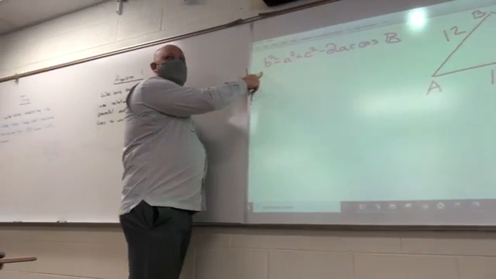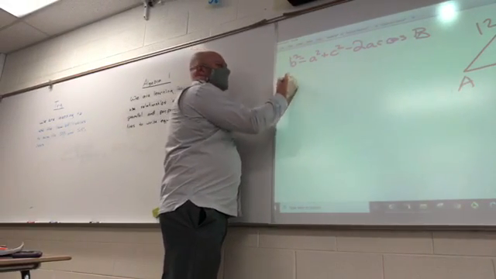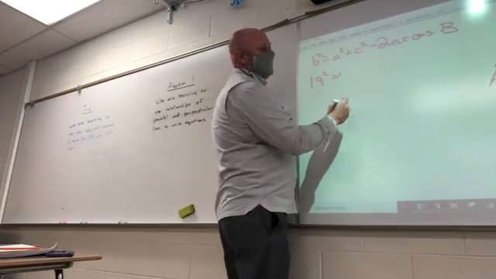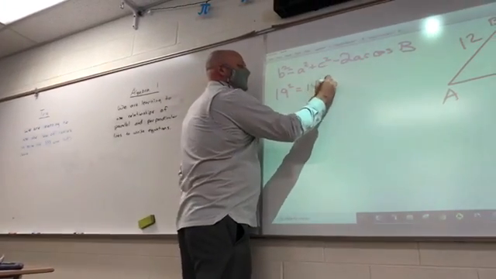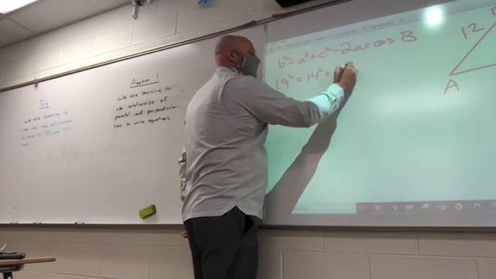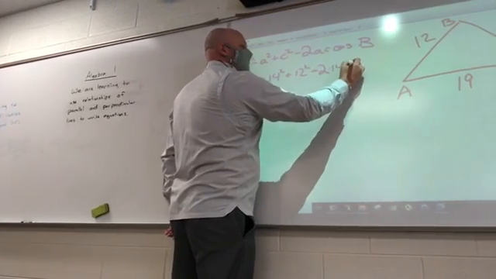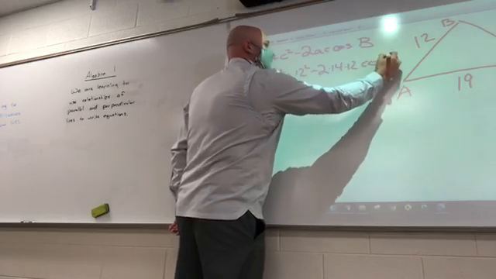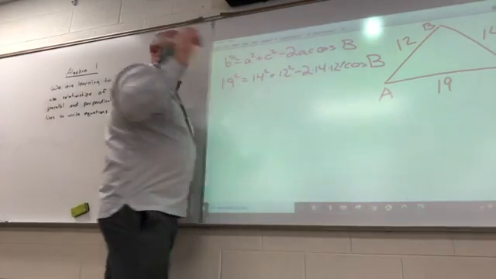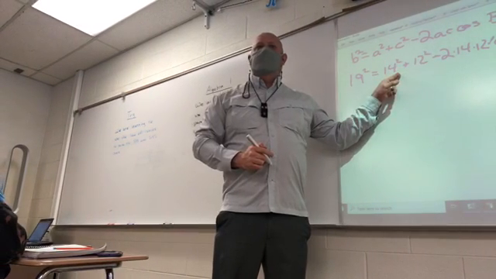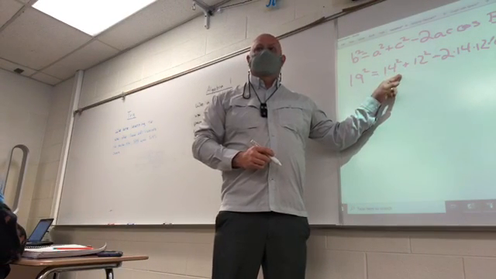Do I know side B? Yes, 19 squared. Do I know side A? Yes, 14 squared. Plus, side C would be 12 squared. Minus 2 times 14 times 12 times the cosine of B. This problem, the worst part of this is the basic algebra of it.